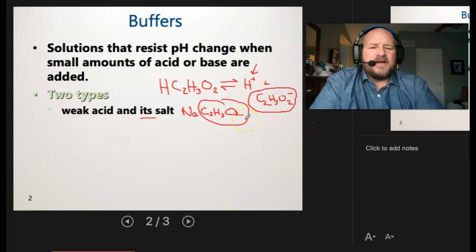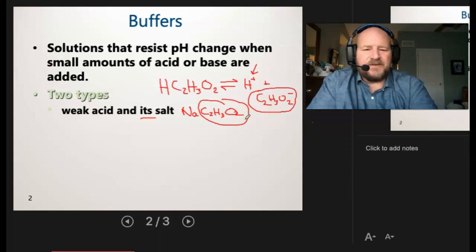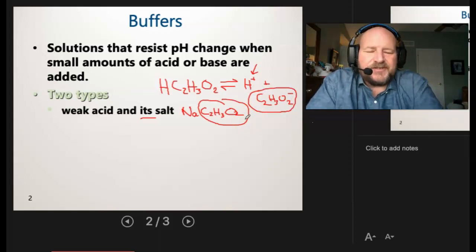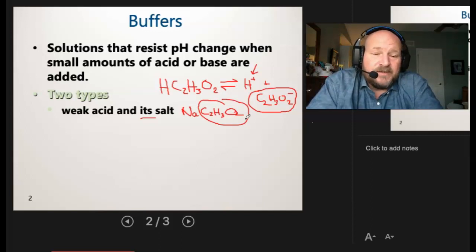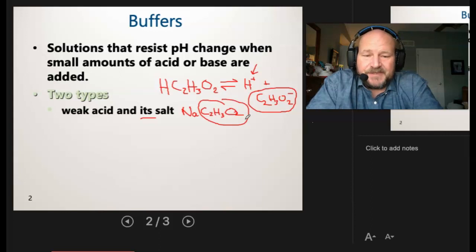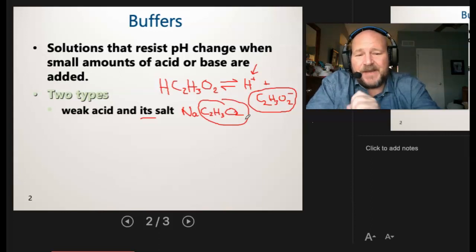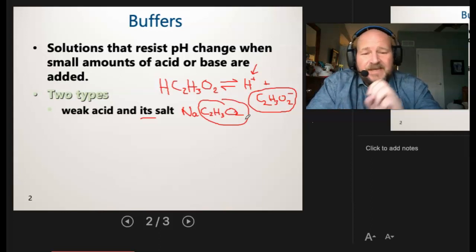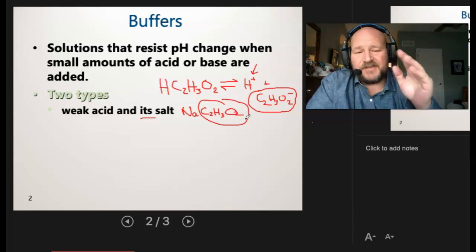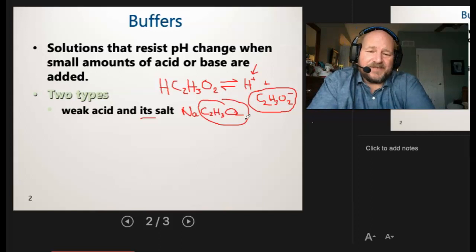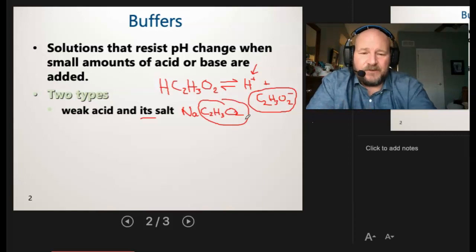Now, up here it says it's going to resist the change in pH. We can actually set our buffer to be any pH we want, and then it's going to resist change. So it's not that it's never going to change. If I keep adding acid to this, the pH is going to go down. If I keep adding base to this, the pH is going to go up. What's going to happen, though, is it's going to resist it at first.